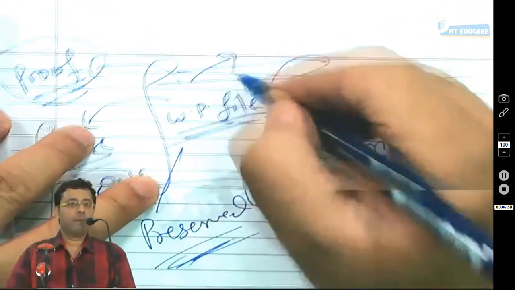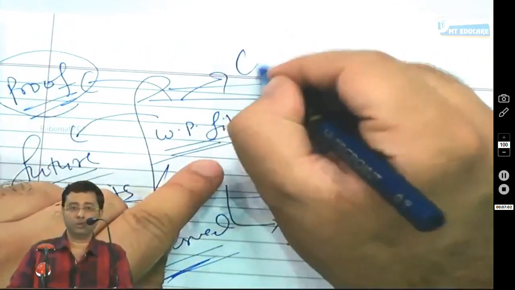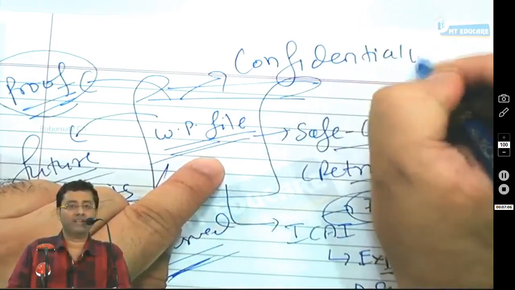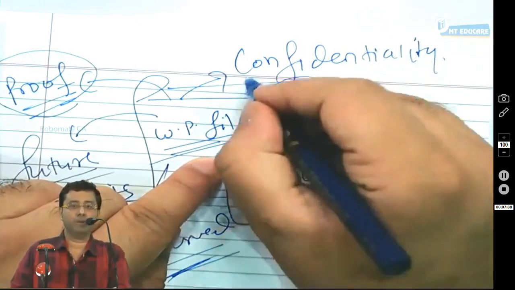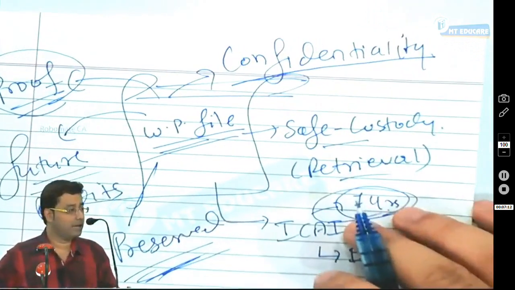Working papers, though they are the auditor's papers, should not be misused. There is something called confidentiality of working papers. What do you mean by this word? Confidentiality, a very big word.